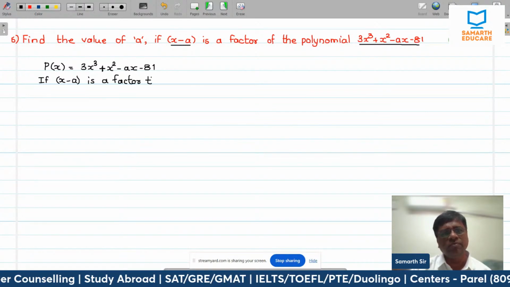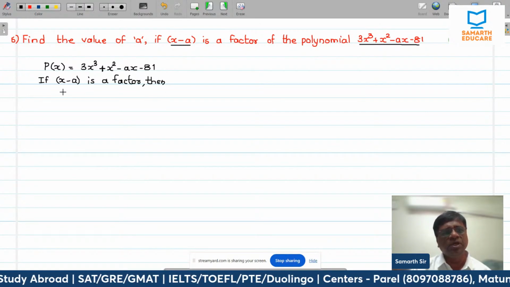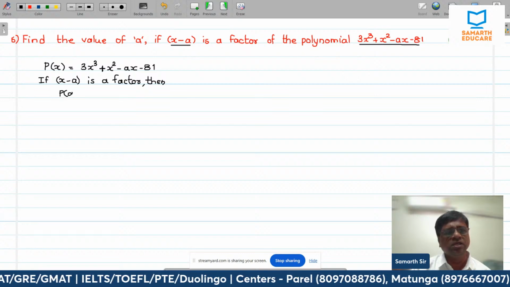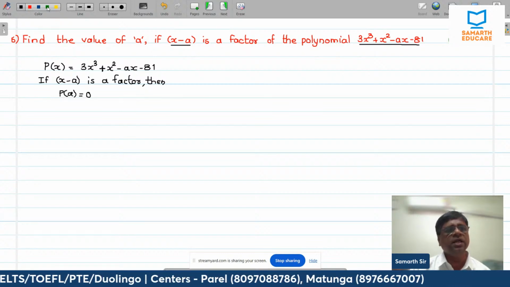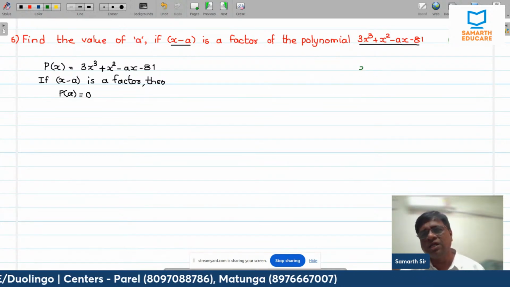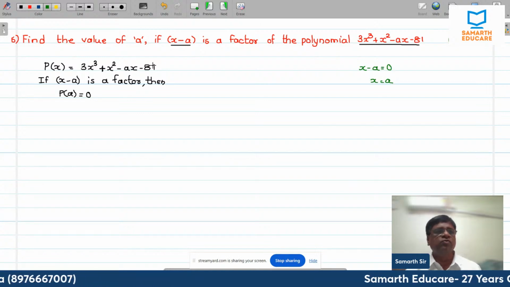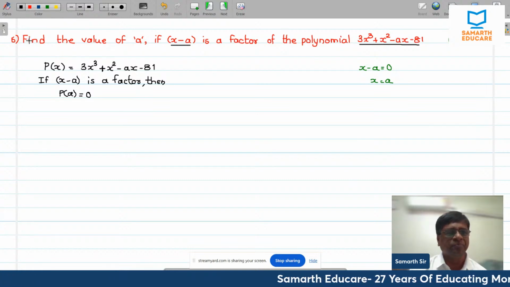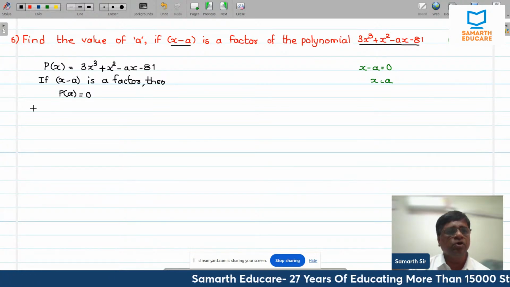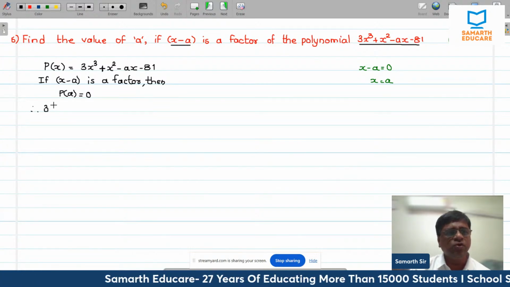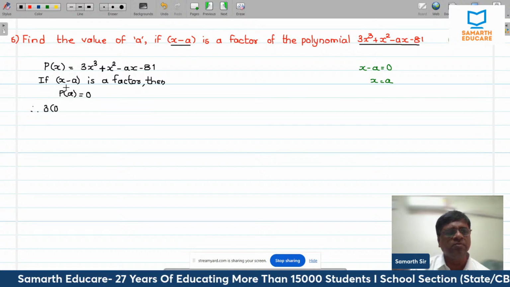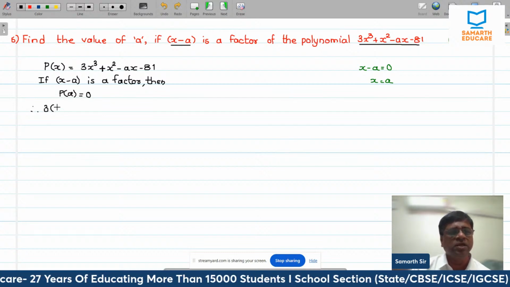Then what will happen is, the meaning of that is p of a is equal to 0. How did I get a? Again, we learned this in the last class: if x minus a is a factor, then take it as 0, so what is the value of x? a. So we have to replace x by a, right? In this case, p of a, that means wherever you see x, you are going to replace it by a.